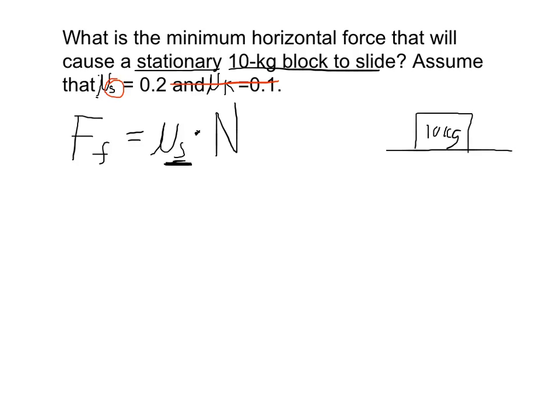We need to find its normal force, which is the support force from whatever it sits on. But we don't have enough information to do that directly. However, maybe we could do this as a static equilibrium problem. So this box, in addition to the normal force, also has its weight pulling it down, force of gravity.